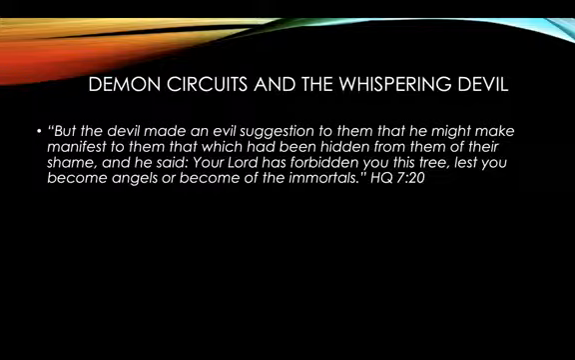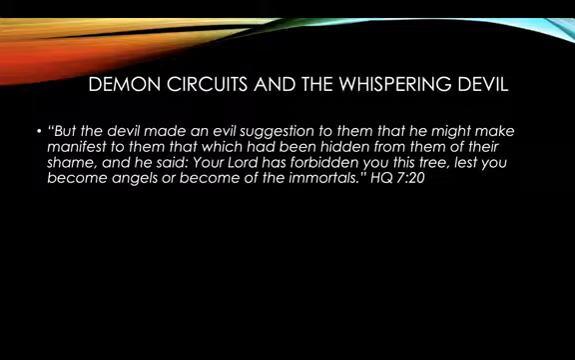Okay. So just briefly, if you look at this ayat, the evil suggestion that might make manifest to them that which was hidden, could we not say that the demon circuit is what is manifested that shows us the root or the basic of the engram? Does that make sense?